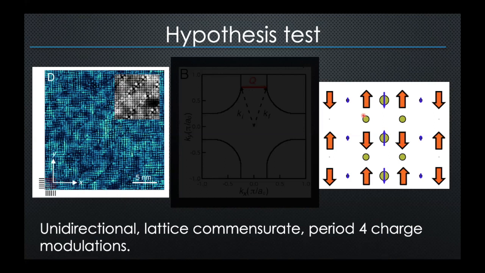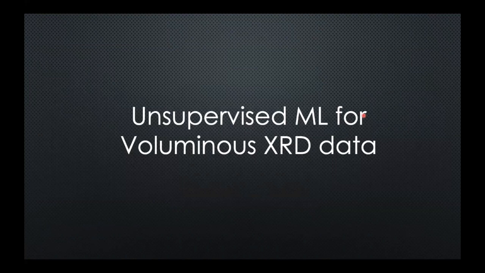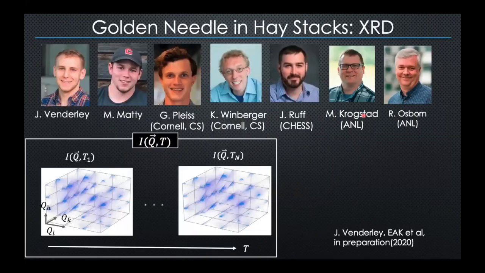So now I'm going to switch gears and move on to unsupervised machine learning for high volume XRD data. And this work was done in collaboration with many people here. Kilian Weinberger is computer science colleague at Cornell. Jeff Pleiss is student. Two people who did, well, most of the large part of the work was really done, lion's share was done by my student Jordan Venderley. And a lot of data came from Jacob Ruff at CHESS, and also most of it also came from Argonne National Lab, from our collaborators, Matt Krogstad and Ray Osborn.